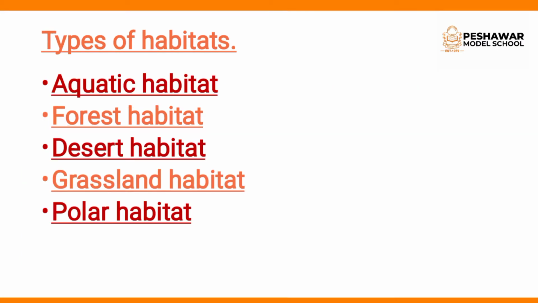Now, let's discuss types of habitats. Here are 5 types of habitat to discuss. First one is aquatic habitat, second one is forest habitat, third one is desert habitat, fourth one is grassland habitat, fifth one is polar habitat.